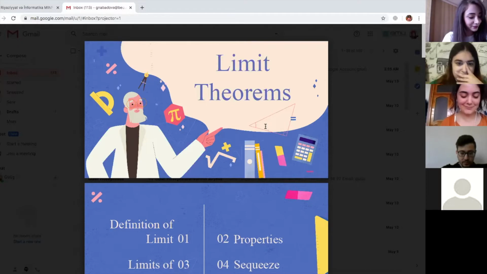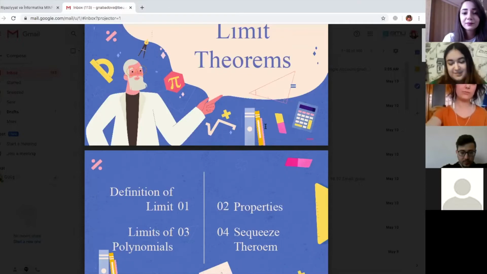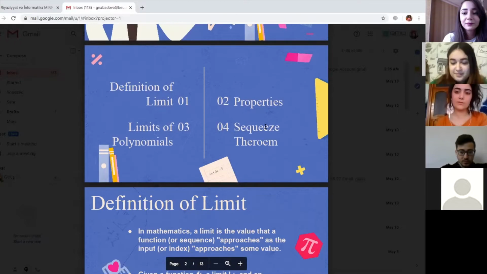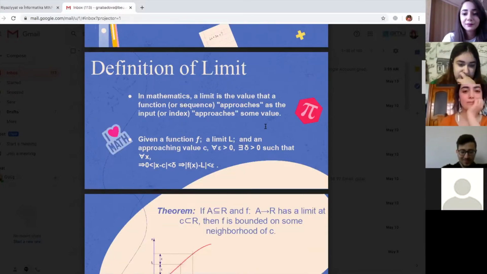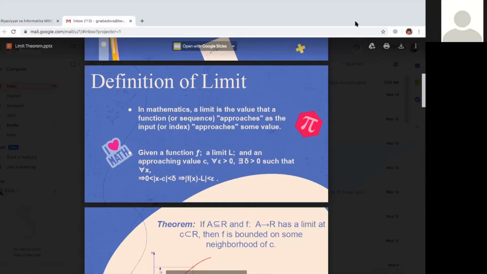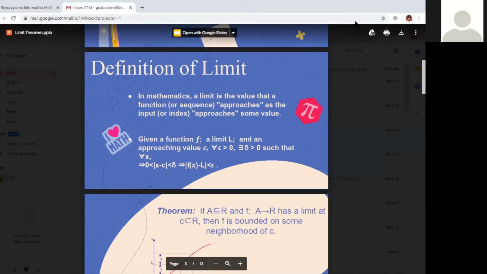Okay, today our topic is limit theorems. Today we will have brief information about limits and some theorems. You can see this is our agenda of today. We will talk about the definition of limit, properties, limits of polynomials and its proof, and the squeeze theorem. It is a popular theorem. Now I will talk about the definition of limit.